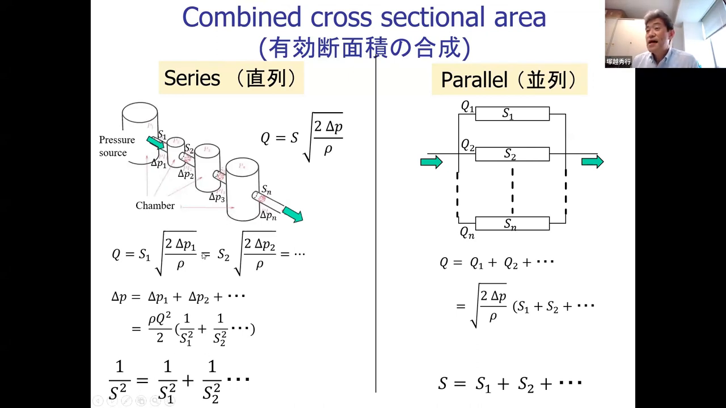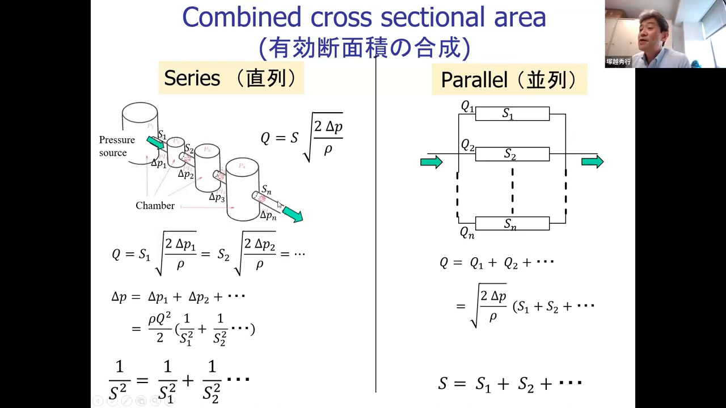In the case of the admittance of the electric circuit, you can express this one, not the square, but just the inverse. But in the case of the fluid, you need to consider the cross-sectional area, just like the square term.